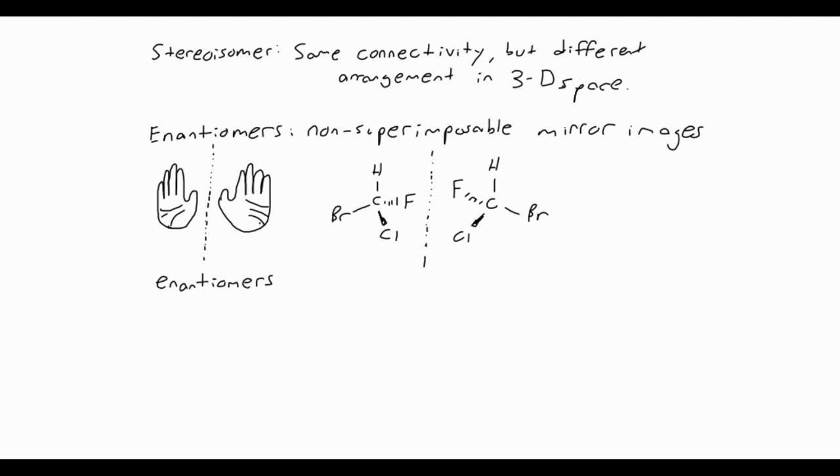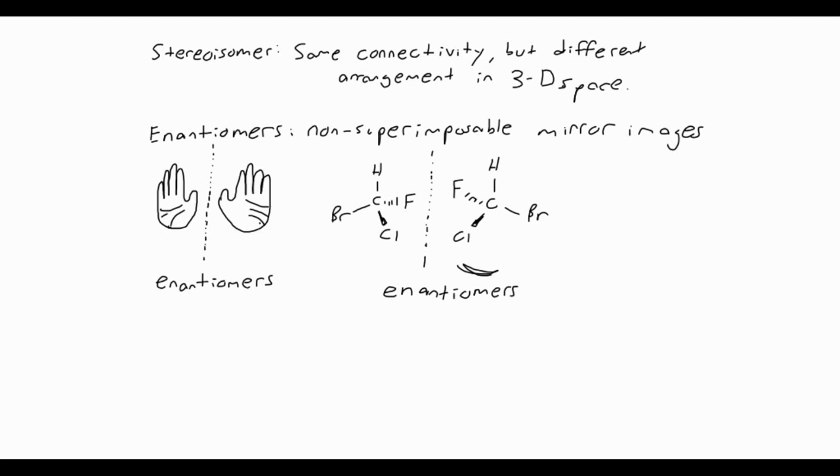So again, these are mirror images of each other, but they are non-superimposable. There's no way that you can rotate and move around the molecule on the right in order to make it look like and be superimposable with the molecule on the left. So because these are mirror images and they are non-superimposable, they are enantiomers, so they are different molecules.